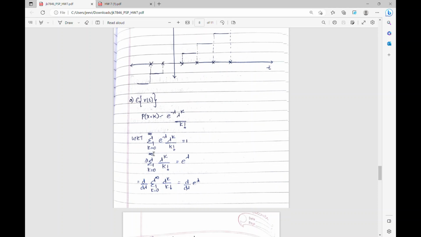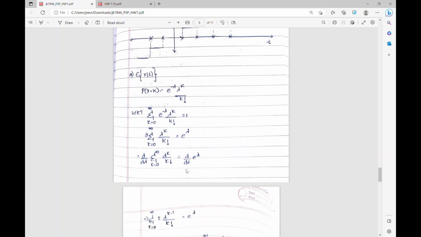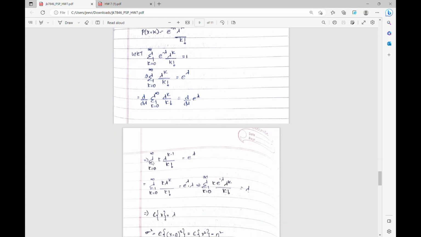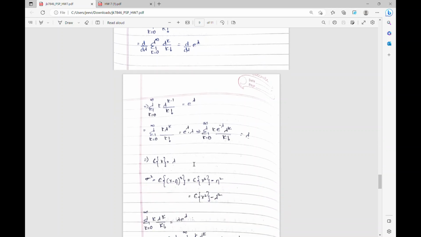If we solve this, we will get that the summation from k equal to 0 to infinity of lambda to the power k by k factorial is equal to e to the power lambda. Now, if we differentiate on both sides with respect to lambda, we get the summation k equal to 0 to infinity of k into lambda to the power k minus 1 by k factorial, which is equal to e to the power lambda. Solving further, the summation of k into lambda to the power k by k factorial is equal to lambda into e to the power lambda, that is, the summation of k into e to the power minus lambda into lambda to the power k by k factorial is equal to lambda.